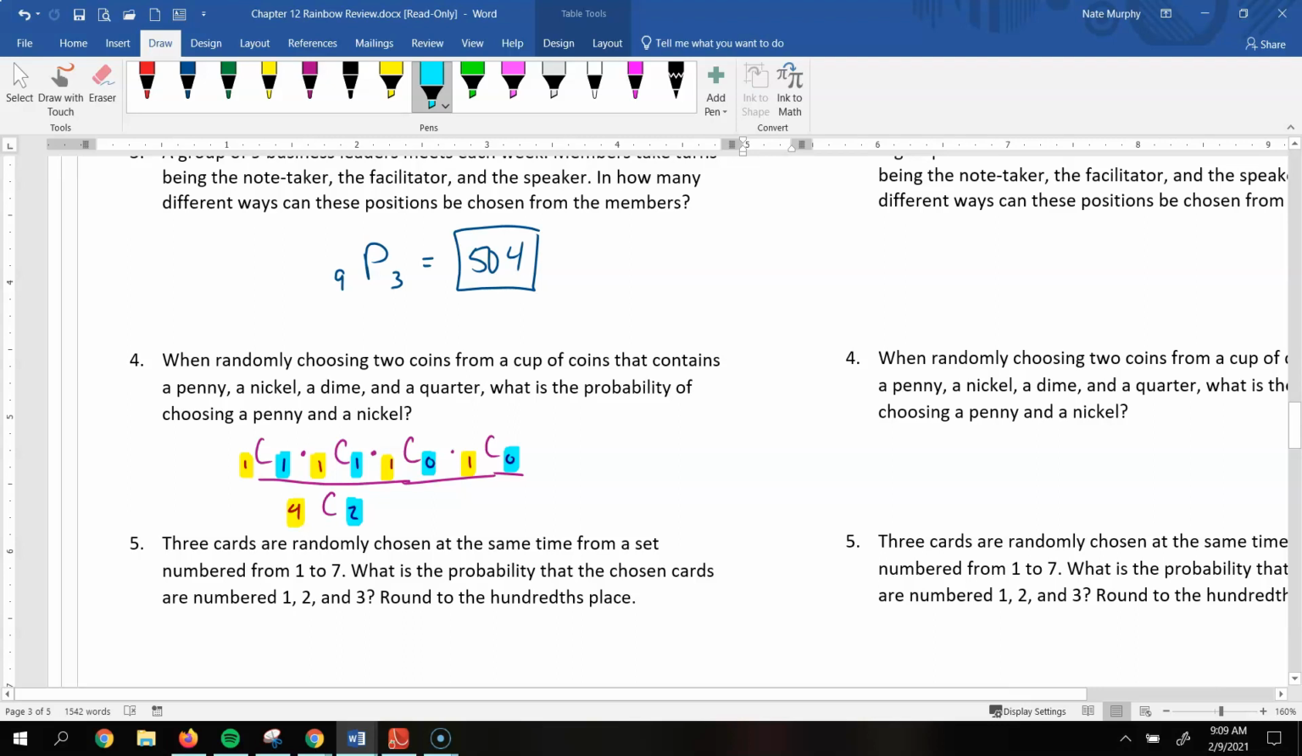Now 1 choose 1 is 1, and 1 choose 0 is also 1. So all of that in the numerator just simplifies to be 1. 4 choose 2 is 6, so we'd have a 1 in 6 chance of that happening. So that would be your answer for number 4.